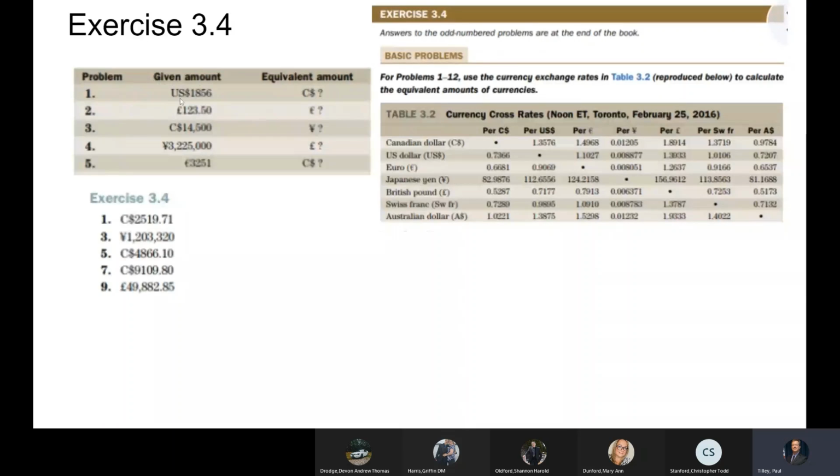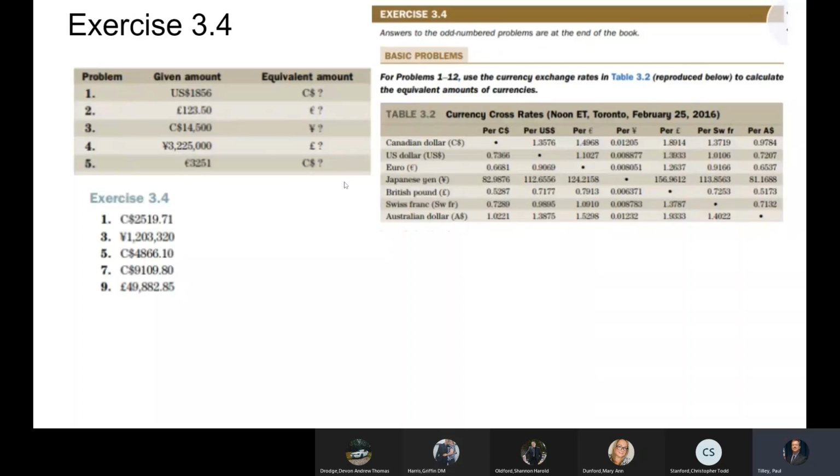Given amount, so the US dollar, 1856. So we've got $1,856, and we want to know how much is that in Canadian dollars. Okay. So we've got this much American. How much is it worth in Canadian? Well, if we go over here to our handy dandy table, which I've copied and pasted out of the book there. And again, these numbers are every day, they're different.